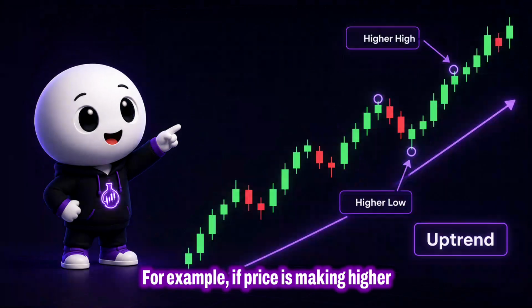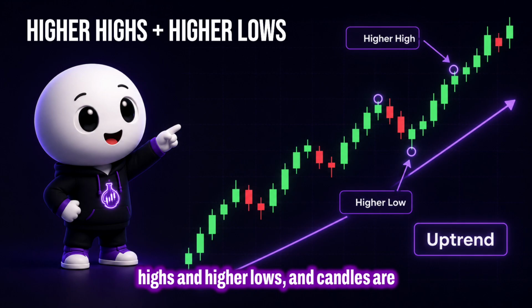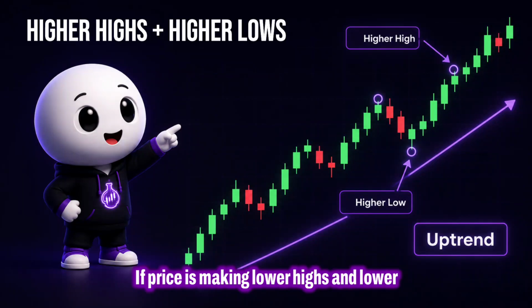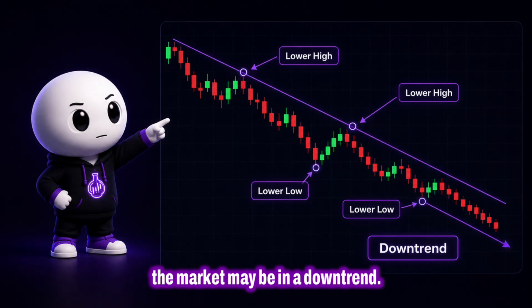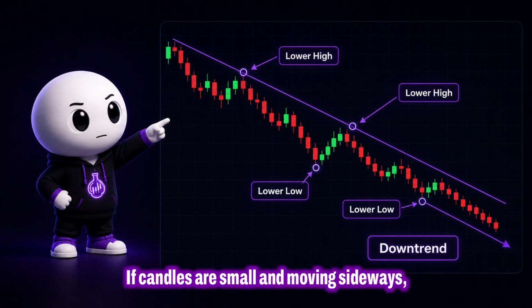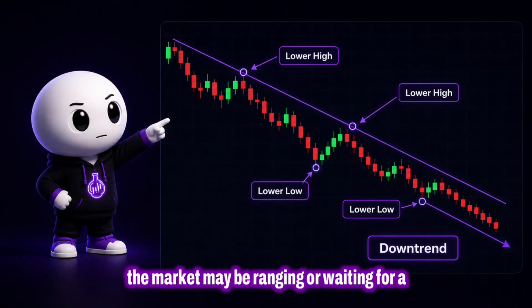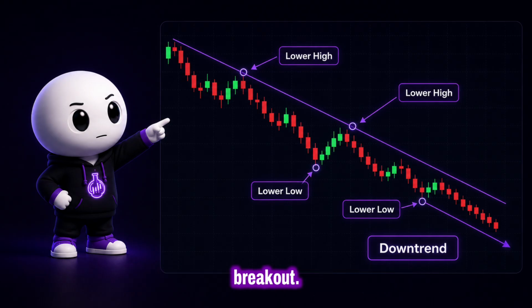For example, if price is making higher highs and higher lows, and candles are mostly closing strong, the market may be in an uptrend. If price is making lower highs and lower lows, and candles are mostly closing weak, the market may be in a downtrend. If candles are small and moving sideways, the market may be ranging or waiting for a breakout.